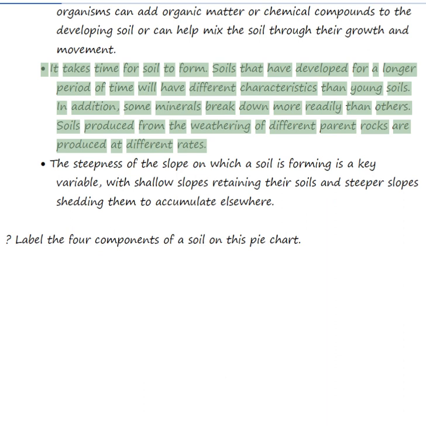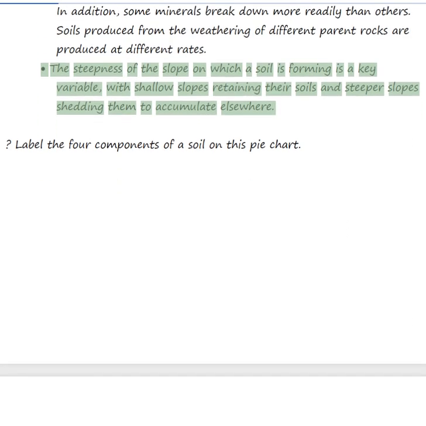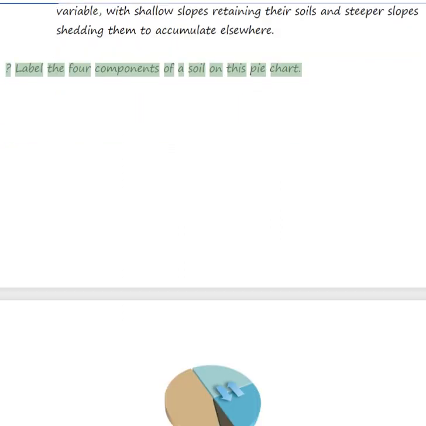Soils that have developed for a longer period of time will have different characteristics than young soils. In addition, some minerals break down more readily than others. Soils produced from the weathering of different parent rocks are produced at different rates. The steepness of the slope on which a soil is forming is a key variable, with shallow slopes retaining their soils and steeper slopes shedding them to accumulate elsewhere. Label the 4 components of a soil on this pie chart.